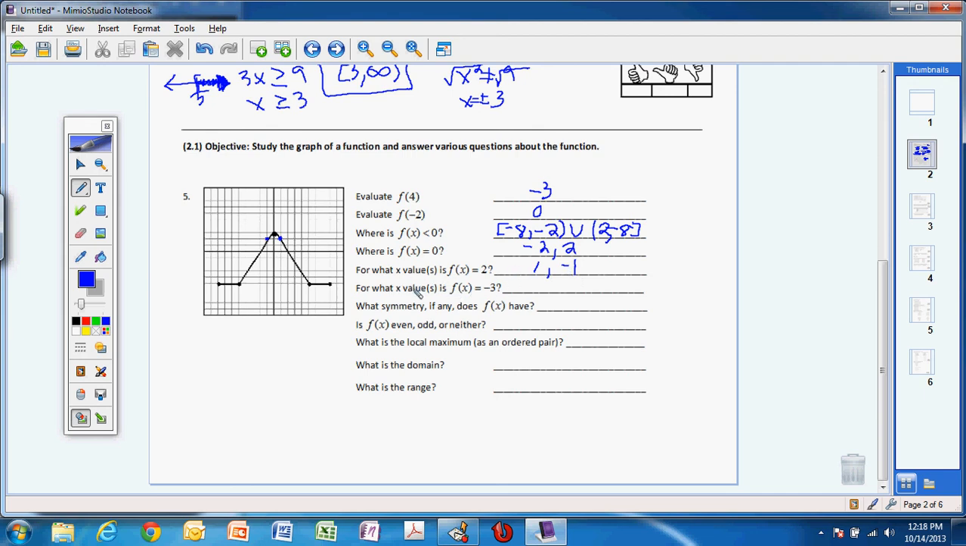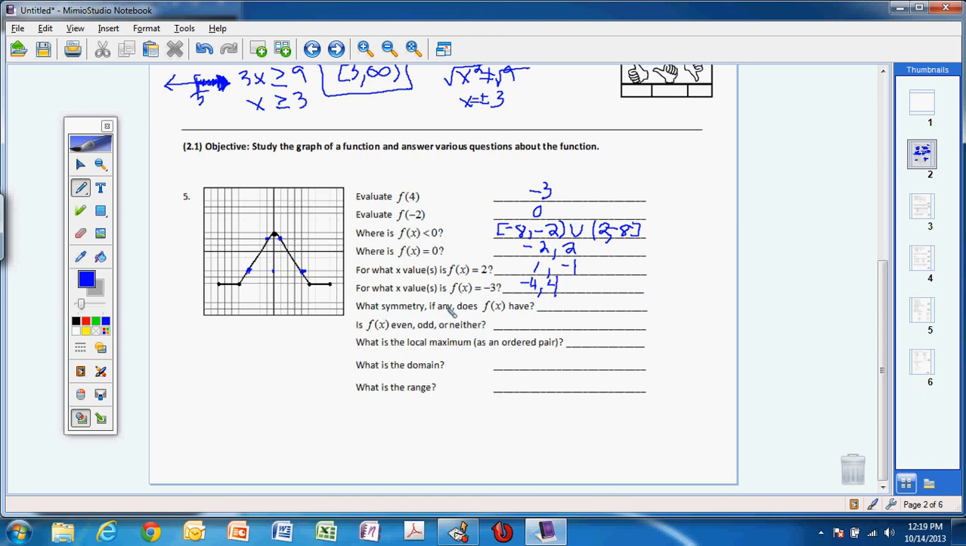Similarly, for this next one, for what x values is f of x equal to negative 3? Well, I want to go down to where y is negative 3. 1, 2, 3, that's right here. And I say, okay, what x values have a y value of negative 3? Well, if I go over here, I have a point there, and I have a point there. So now I want to ask, what are the x values on those ordered pairs? In this case, I'd go over 4 and down 3. So when x is negative 4, I have a y value of negative 3. And when x is 4, I have a y value of negative 3.